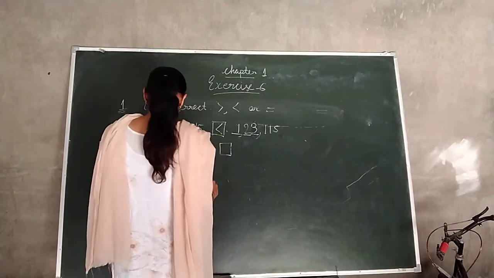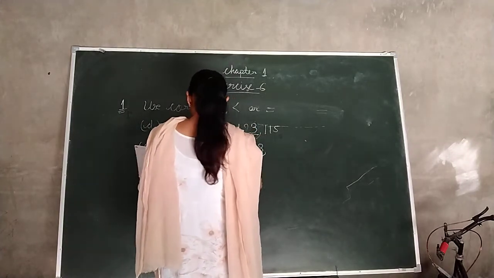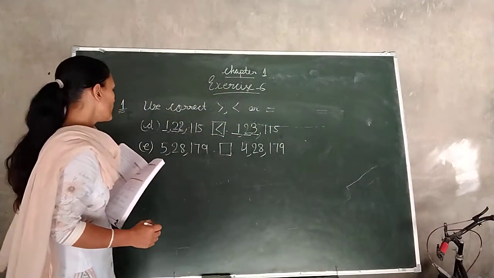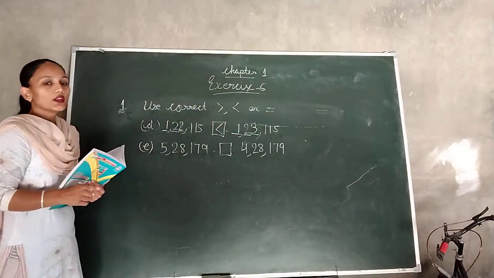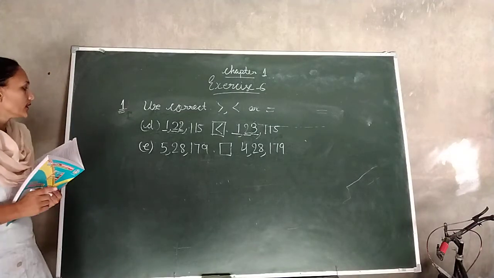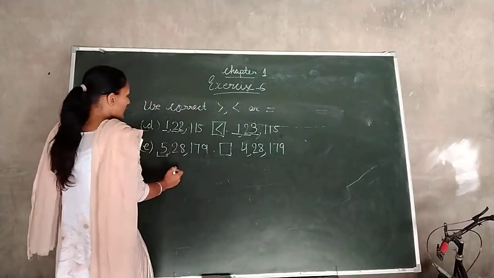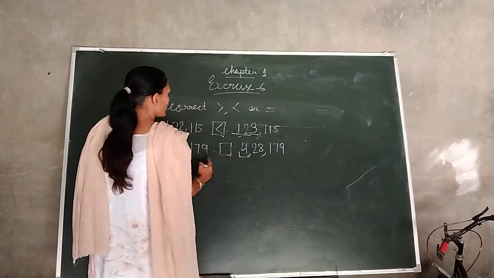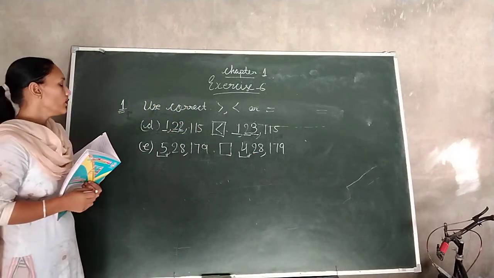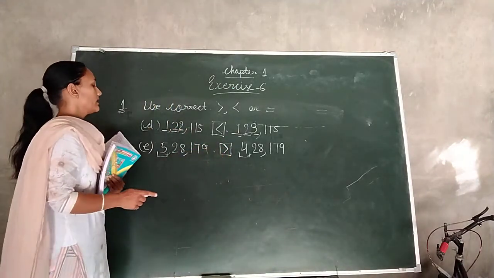5,28,179. Here we have 4,28,179. So what we will do, first of all we will count the number of digits. Both numbers are of 6 digits. So next we will compare the digits in lakh place. Here we have 5 and here we have 4. 5 lakh is greater than 4 lakh. So what it means, this number is greater than that number.